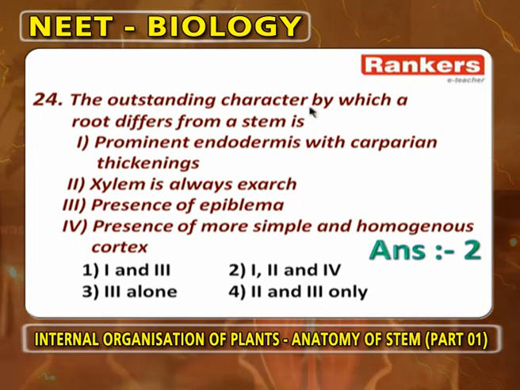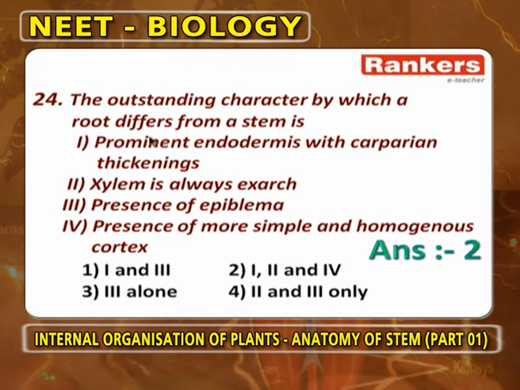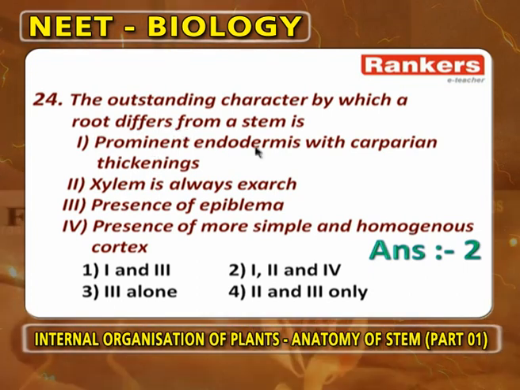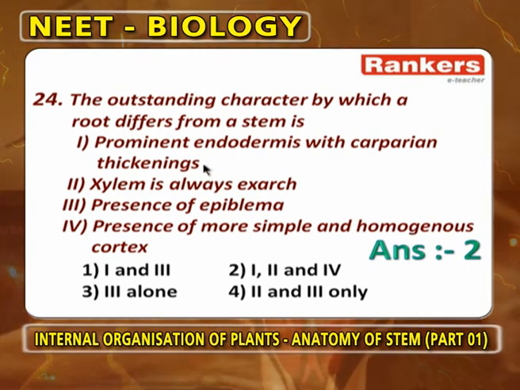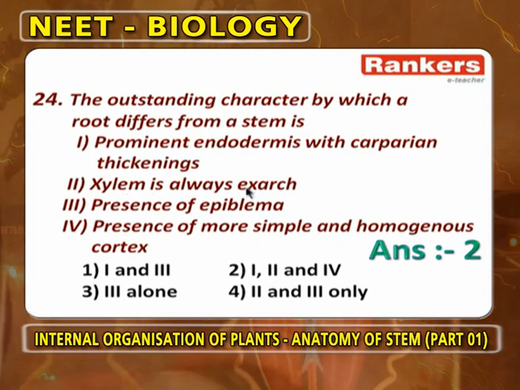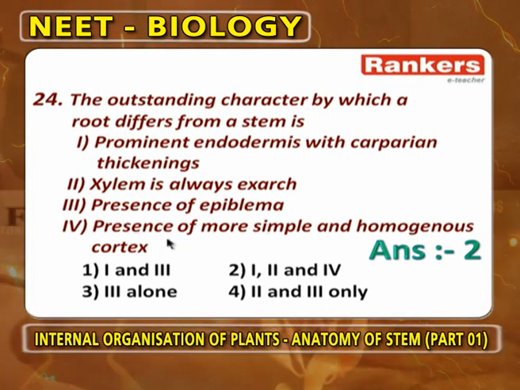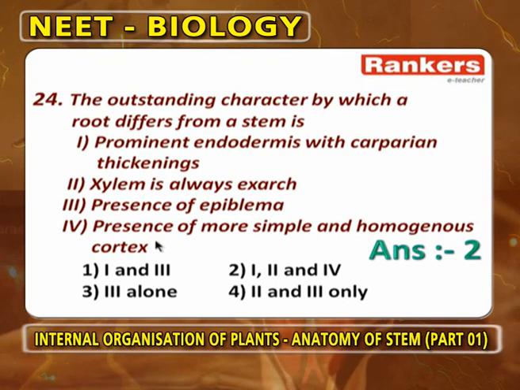The outstanding character by which a root differs from a stem. That means how a root differs from a stem in its anatomical features. By seeing anatomy, how can you differentiate between root and stem? Prominent endodermis with Casparian thickenings is correct. Xylem is always exarch is correct, because in stem it is endarch, in root it is exarch. Presence of epiblema cannot be a difference between dicot root and stem. Presence of simple and homogeneous cortex is correct. So, answer is 1, 2, 4.